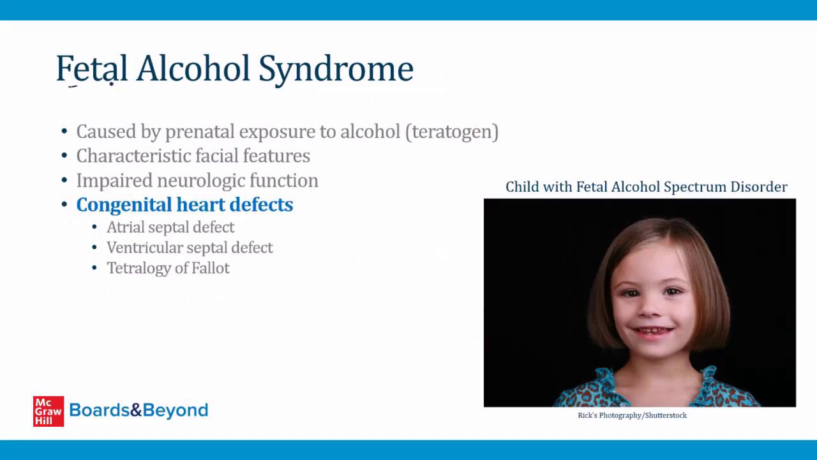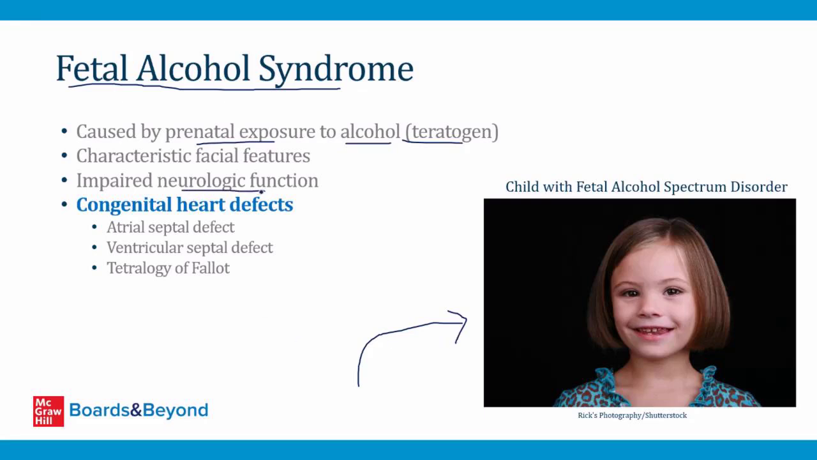Let me briefly mention fetal alcohol syndrome, which I talk about in more detail in videos in the psychiatry section on alcohol use disorder. But fetal alcohol syndrome occurs when babies have prenatal exposure in the womb to alcohol that the mother consumes, and that's because alcohol is a teratogen, meaning it disrupts normal development. Children born with fetal alcohol syndrome have characteristic facial features. This is a picture of what it can look like on the slide here. They also have impaired neurologic function.